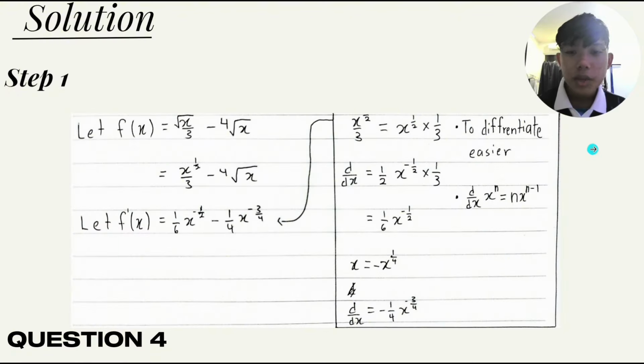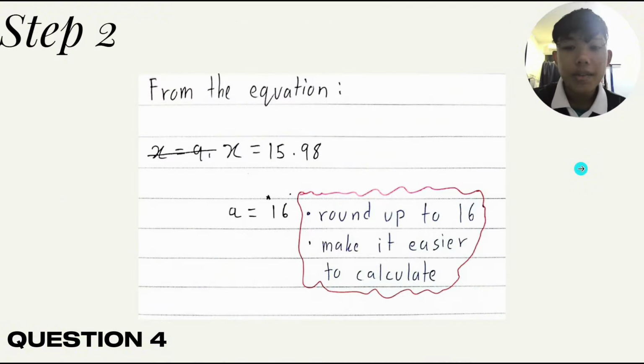So, the first step is to identify the function. Let f(x) equal to root x over 3 minus 4 root x. We will change the root into a power, so it will be x to the power of 1 over 2, and the other one into x to the power of 1 over 4. After that, we need to find f prime. So, we need to differentiate the previous function. To do it simply, just differentiate one by one. So, x to the power of 1 over 2 over 3 becomes 1 over 6 x to the power of negative 1 over 2. And the other one will become negative 1 over 4 x to the power of negative 3 over 4.